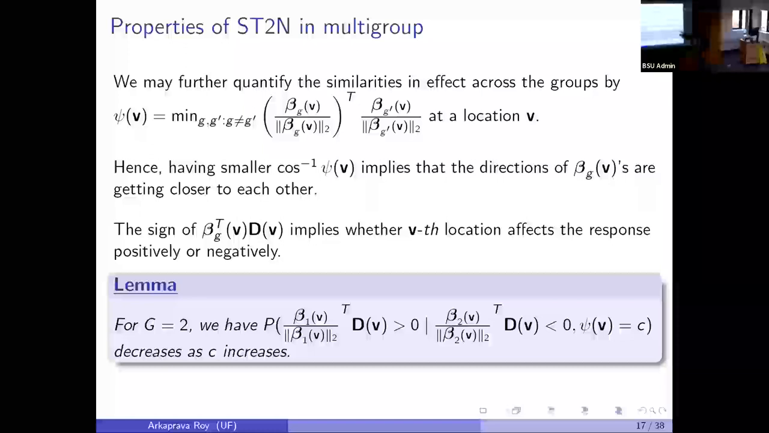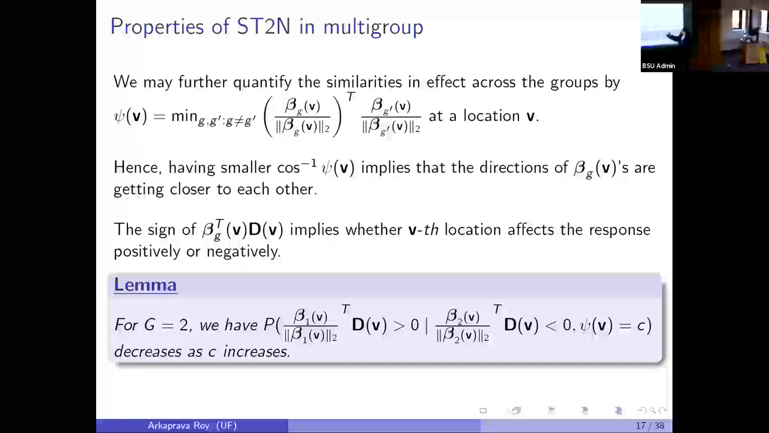Now, from a clinical inference point of view, this is something that we use. For each spatial location V, we define psi V, which is the minimum across all pairs of groups of this norm distance. Since all of these beta g, the effects that we estimate, are vectors, if beta one is pointing in one direction and beta two in another, they are sort of orthogonal. So the inner product of these two coefficients tells us how similar they are. If at a specific location v the inner product of beta one v and beta two v is positive and large, then their angle is small and they are aligned, so the direction of the effect is similar.